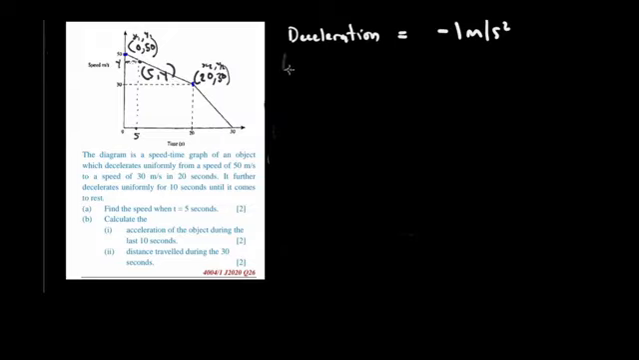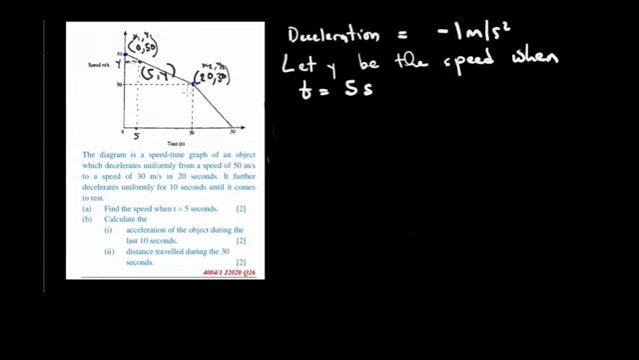So maybe let us write it here. Let y be the speed when t is equal to 5 seconds, right? We know that this is a straight line from this blue dot to this blue dot. Forgive me if it's not blue, I'm actually colorblind. But this is a straight line. And for a straight line, the gradient is a constant. So we can try to find the gradient using these 2 points. The gradient should still be minus 1, because for a straight line, the gradient is constant.